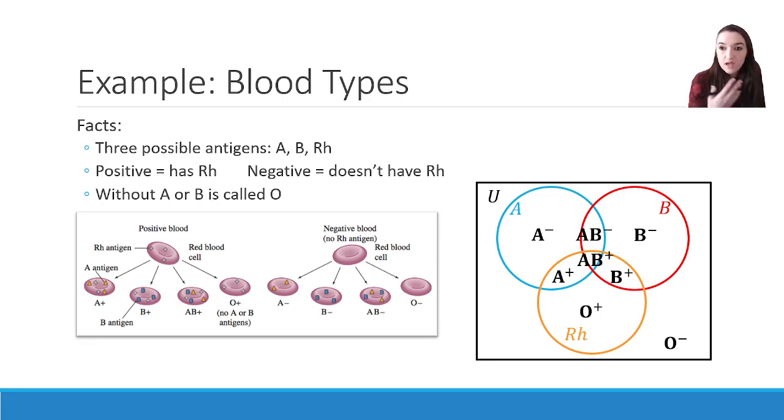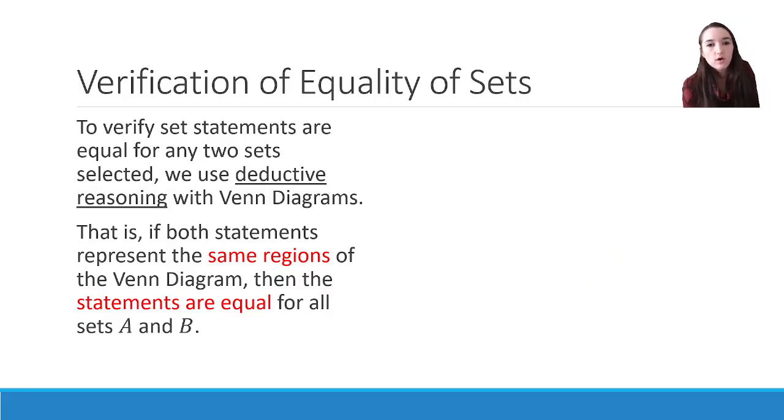So this is a real-world example of where we can use these Venn diagrams to help organize our thoughts on all the different types of blood types. Now, what about when we want to do a bunch of set operations and figure out whether or not these operations end up giving us equivalent sets?